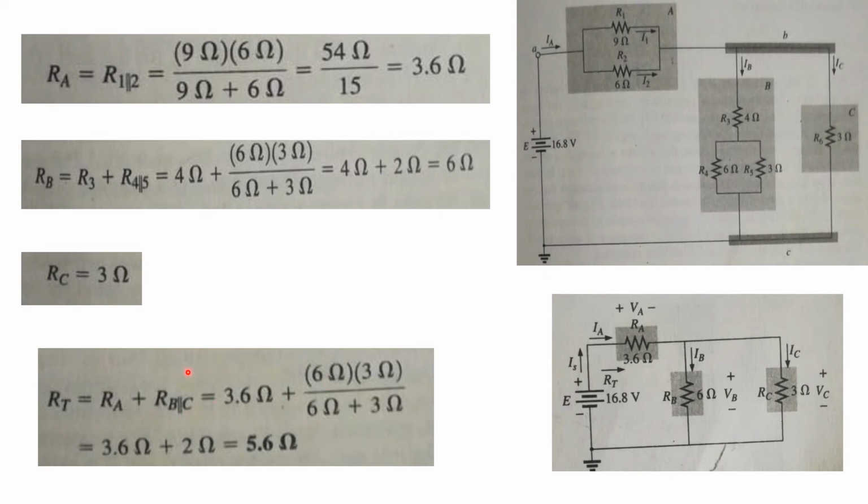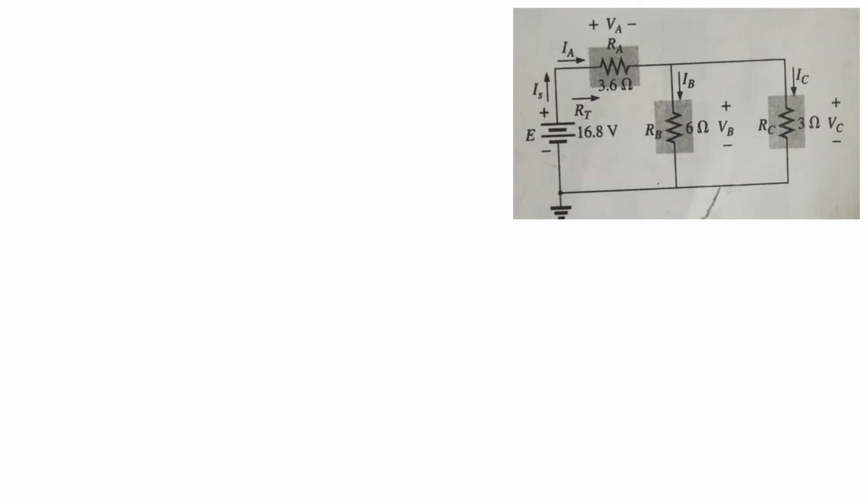So using the relation of two parallel resistors, R1 into R2 divided by R1 plus R2, and add it with RA, because RA is in series with this parallel configuration. So after substituting the value, we will get the value of RT, which is equal to 5.6 ohms.